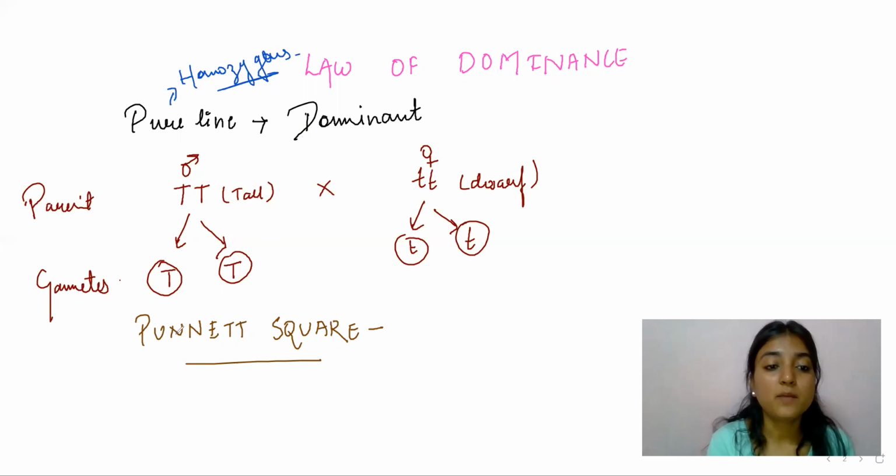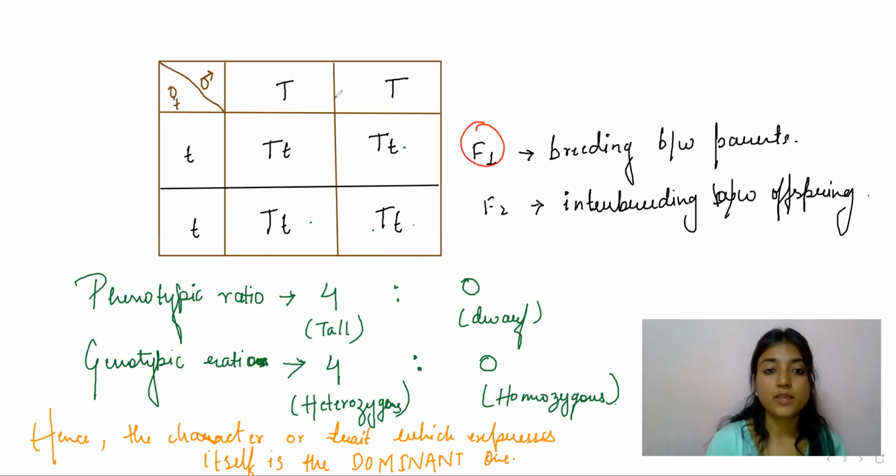Now we are making the gametes, that is a capital T, small t and small t. Then we are making the punnett square. The punnett square is the graphical representation to give the possible genotypes of an offspring in a particular breed or cross. We made this F1 generation. F1 generation is when we breed between the parents. F2 is when we interbreed between the offspring. So we are making here the F1 generation.